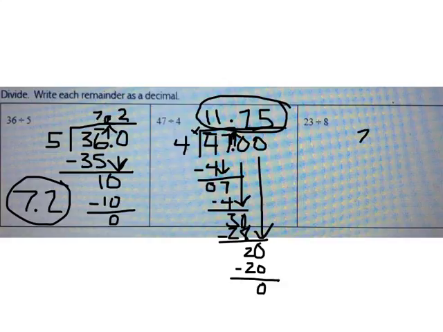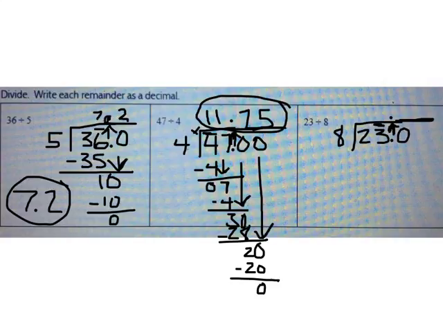What's 23 divided by 8? I know I'm going to write my remainder as a decimal, so I'm going to add a decimal point and 0 after the number, and bring that decimal point straight up. Now I need to decide where I can start dividing. Can I start at 2 tens, 23 ones, or 230 tenths? I can start at 23 ones.